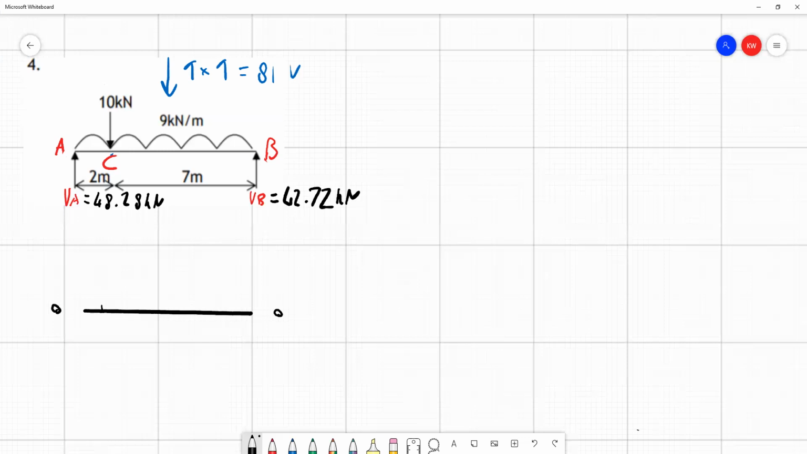Well, we start off on the left hand side and we look at how forces are applied to our beam. So coming at the beam from the left, at point A, the very left-hand edge of the beam, we've worked out in the previous part of the question that the force of 48.28 kilonewtons is acting up the way. So that's what we're interested in, and that's the first thing that we're going to mark on our diagram.